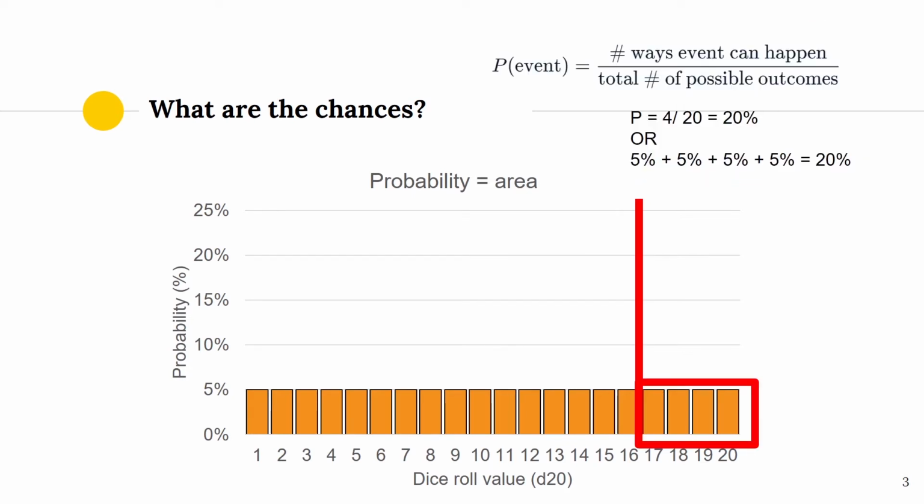The first way is taking advantage of this discrete probability distribution by just adding up the probabilities for rolling a 17, 18, 19, or 20. And because we know that's 5% each, we add that up, and that equals 20%. We can also calculate the probability of rolling 17 or greater just using the equation that was in the last slide, which is the number of ways that this event can happen. There's 4 possible ways you can roll 17, 18, 19, or 20, and there's 20 total possible outcomes. So we land at the same answer, 20% either way.